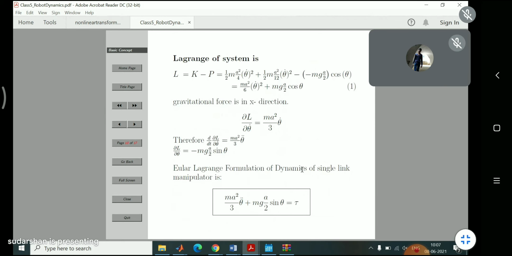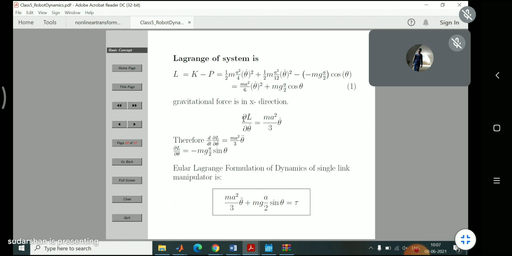into mass. So mg a by 2 cos theta. So minus of that, so plus mg a by 2 cos theta. So that's our potential energy term, and this is our total kinetic energy term. So gravitational force is in the x direction.